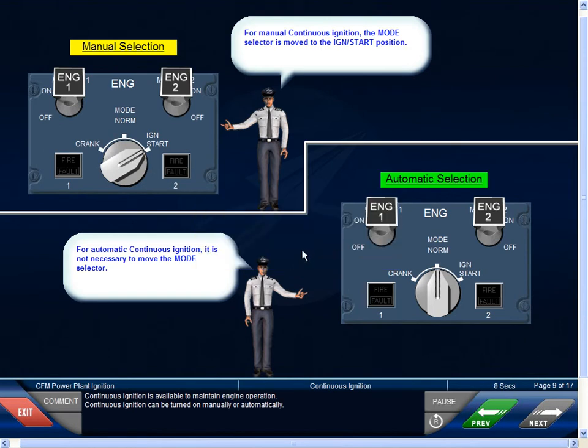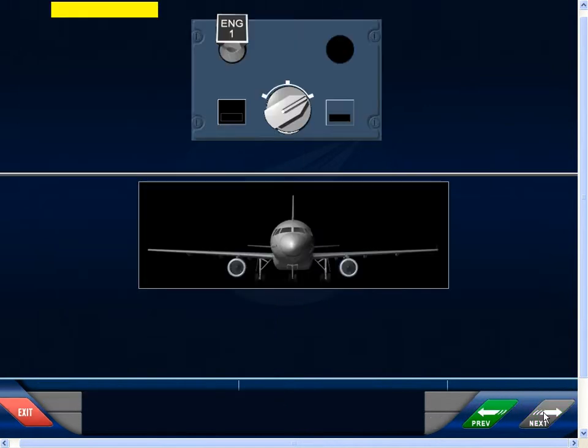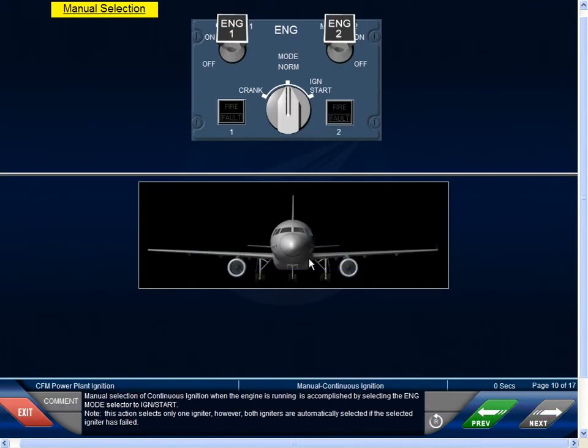Continuous ignition is available to maintain engine operation. Continuous ignition can be turned on manually or automatically. Manual selection of continuous ignition when the engine is running is accomplished by selecting the engine mode selector to ignition start. Note, this action selects only one igniter. However, both igniters are automatically selected if the selected igniter has failed.